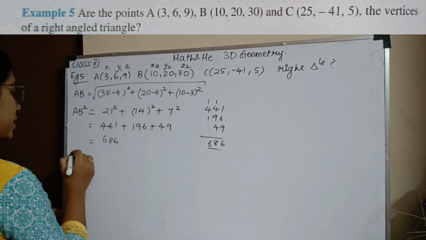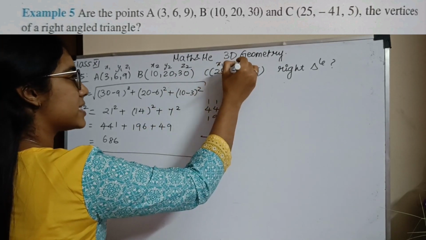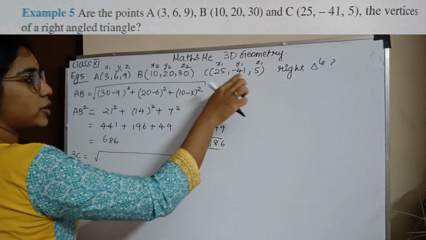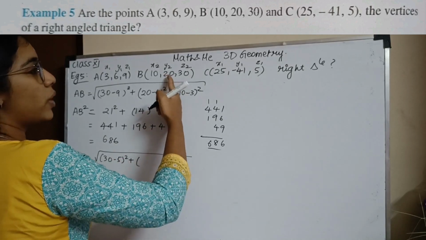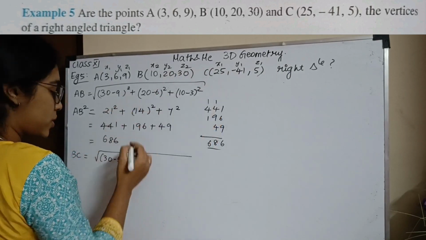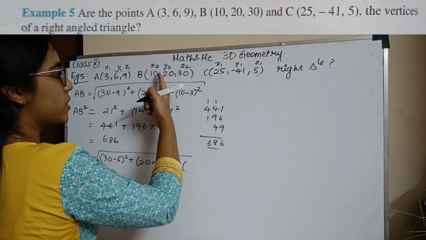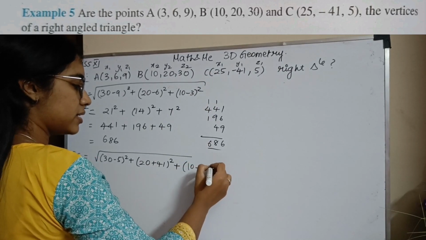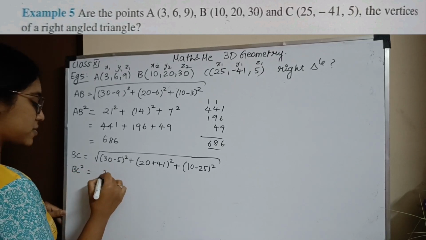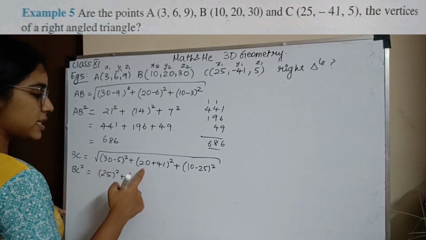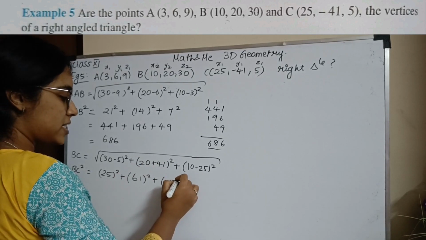Now next let us see BC. So what is BC? Square root of Z2 minus Z1. Now this Z2, I will take this as x1, y1 and z1. So Z2 minus Z1 is 30 minus 5 the whole square plus y2 minus y1. So 20 minus minus 41, so it will be 20 plus 41, plus x2 minus x1. So 10 minus 25 the whole square. Okay, so when I remove the square root on both sides, I'll have BC square equals 30 minus 5, 25 square, plus 20 plus 41 is 61 square, plus 10 minus 25 is minus 15 square.